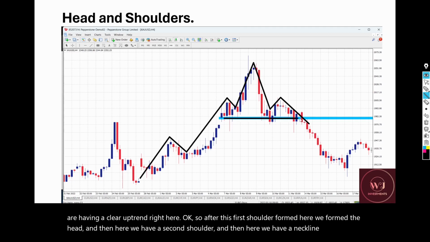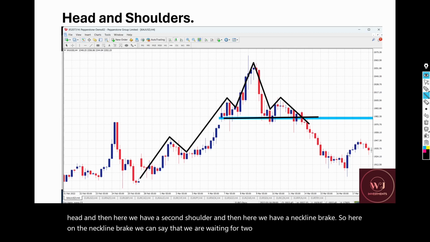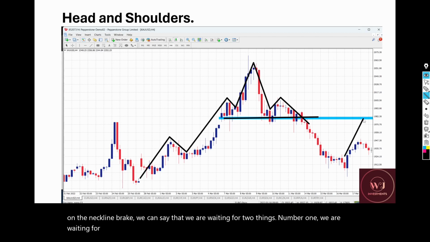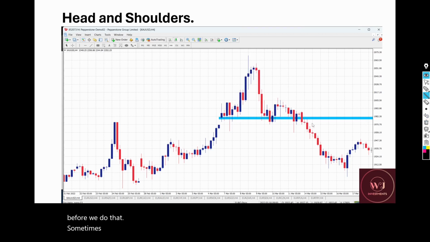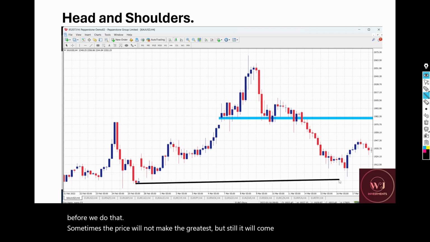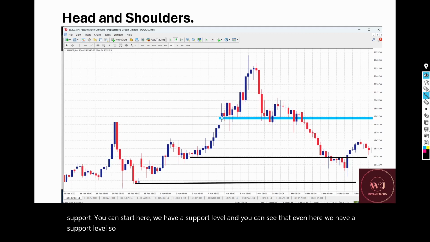So here on the neckline break, we can say that we are waiting for two things. Number one, we are waiting for the price to come and retest on that neckline so that we can make a short trade. But before we do that, sometimes the price will not make the retest, but still it will come and seek these levels of support. You can see that here we have a support level, and you can see that even here we have a support level. So when the price breaks the neckline right here, we have to wait.